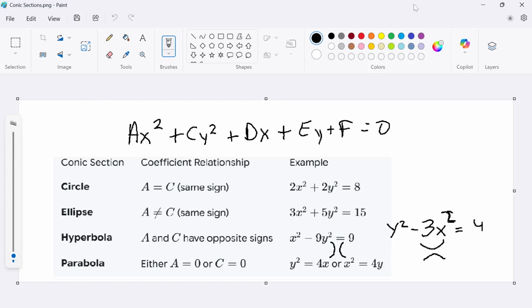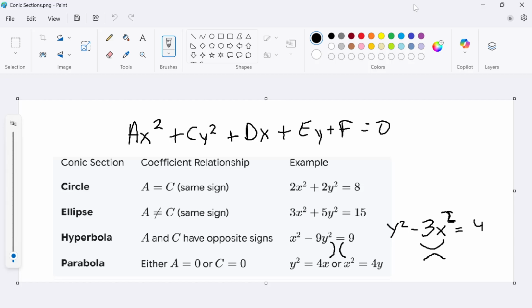The same number in front of x squared is in front of y squared. They could both be negative. They can both be positive. If they're both negative, you would multiply everything by -1 because you'd like them to be positive. But in other words, they're both the same sign and they're both the same number. So here's an example. 2x squared plus 2y squared equals 8.